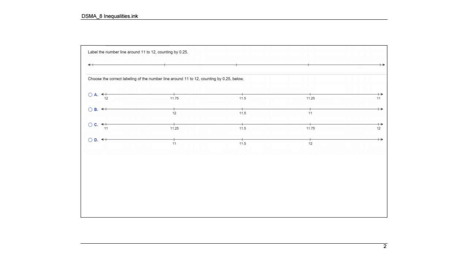So this one asks us to label the number line around 11 to 12, counting by 0.25. What that means is each tick mark is going to be 0.25, 1/4. We are always going to start with the smallest number and work up to the largest number. So we will always want 11, in this case, to be on the left-hand side, 12 to be on the right-hand side. So that narrows us down.